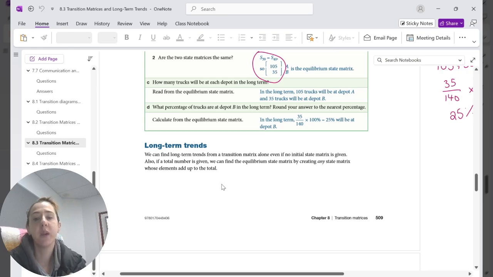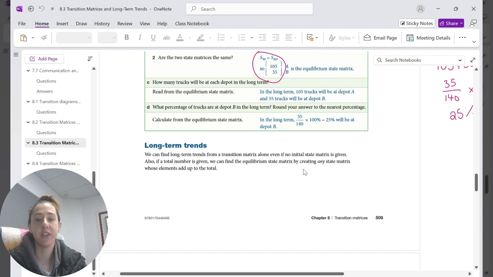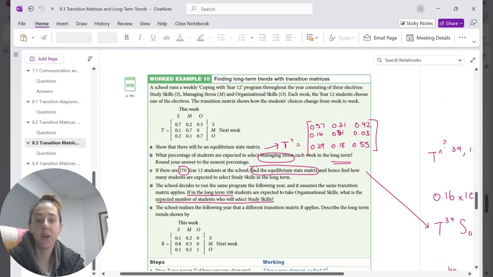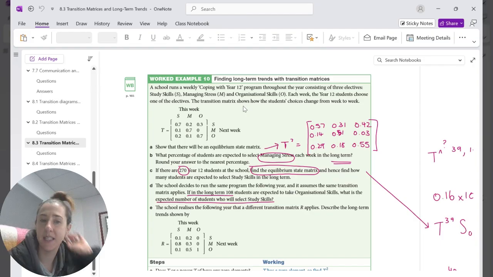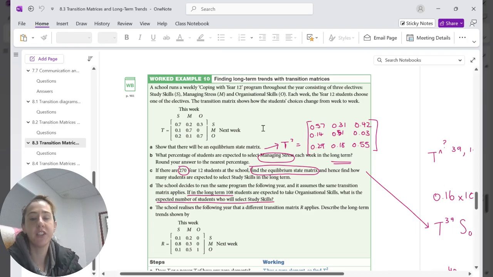Okay, long-term trends. We can find long-term trends from a transition matrix alone, even if we have no initial state matrix. So we can find the equilibrium state matrix by creating any state matrix whose elements add up to the total. For example, here we've got a school running a weekly coping with year 12 program throughout the year, and it has 3 electives: study skills, managing stress, and organizational skills. Each week, the students choose one of the electives. And we've got our transition matrix here. So this week, next week, that movement, remember, our columns are summing to 1.